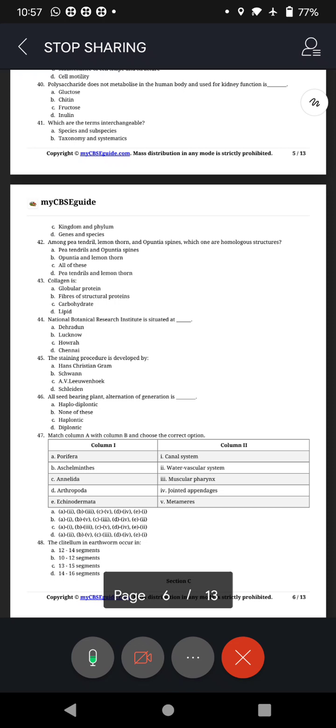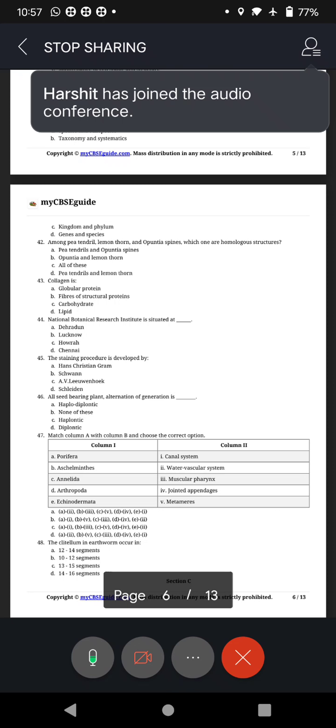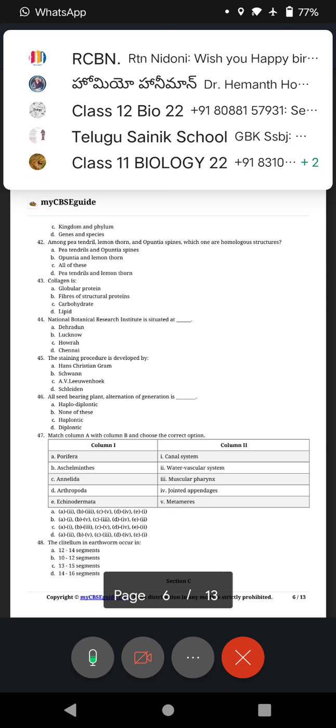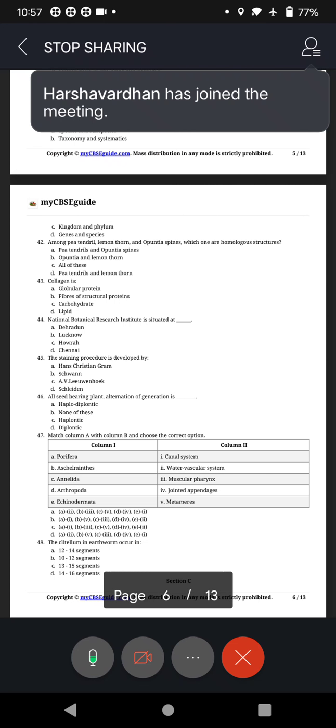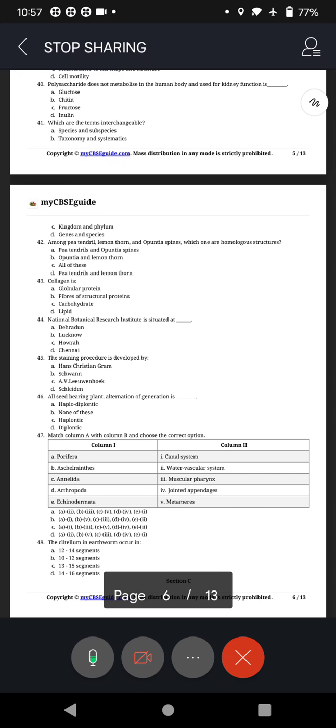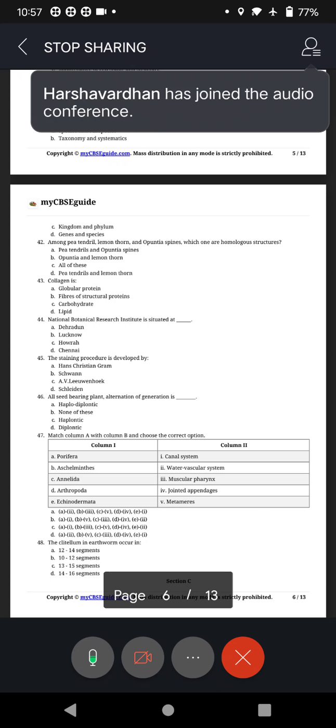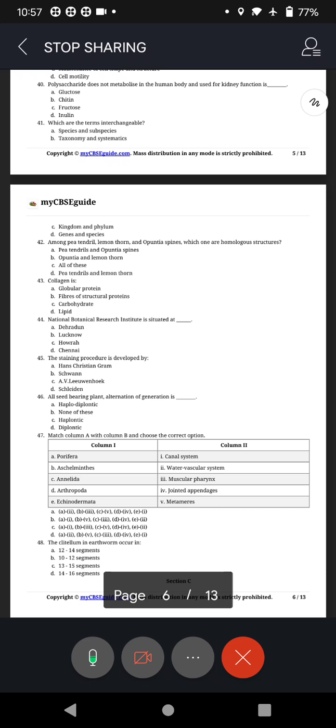Question 45. The Gram staining procedure was developed by A. Hans Christian Gram. We say gram positive, gram negative, remember? We were talking about that. B. Swan, Schleiden and Schwann. C. Leeuwenhoek and D. Schleiden.